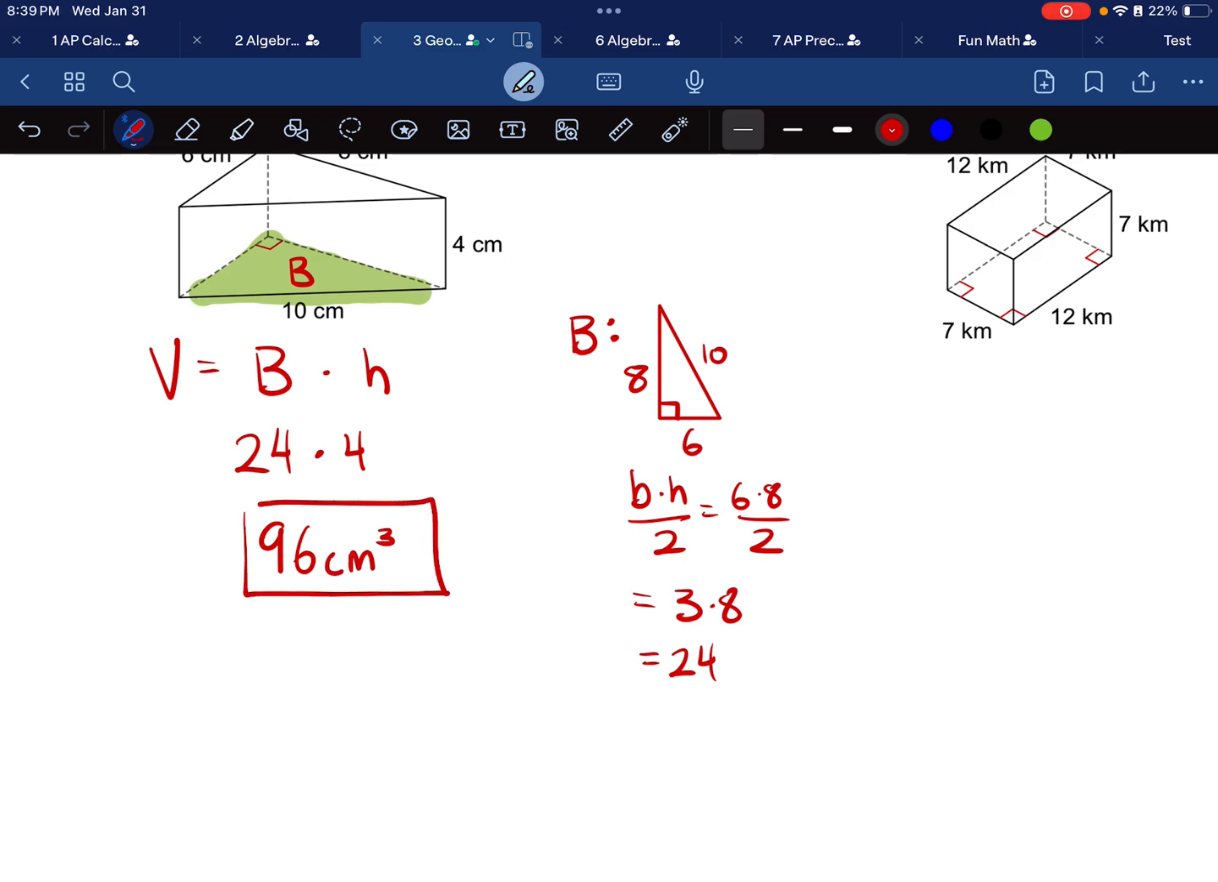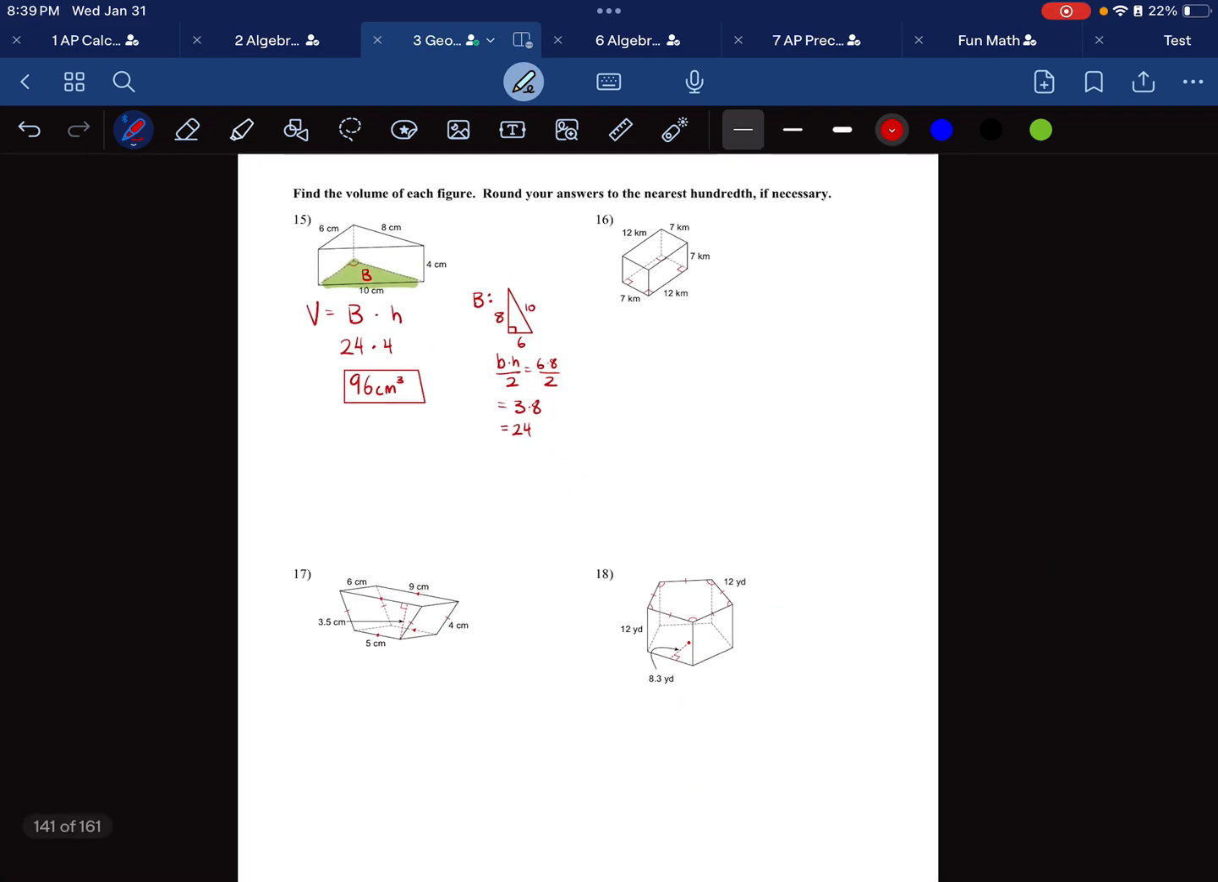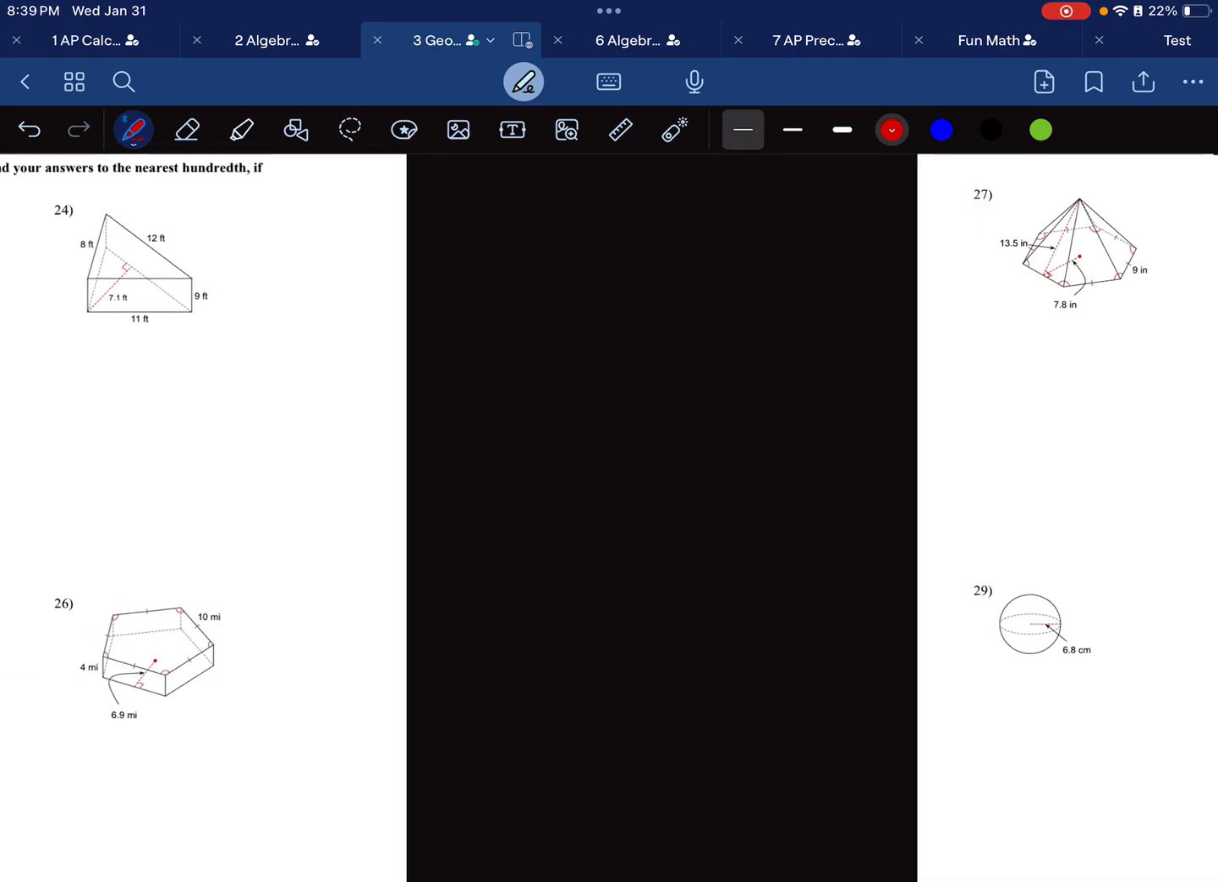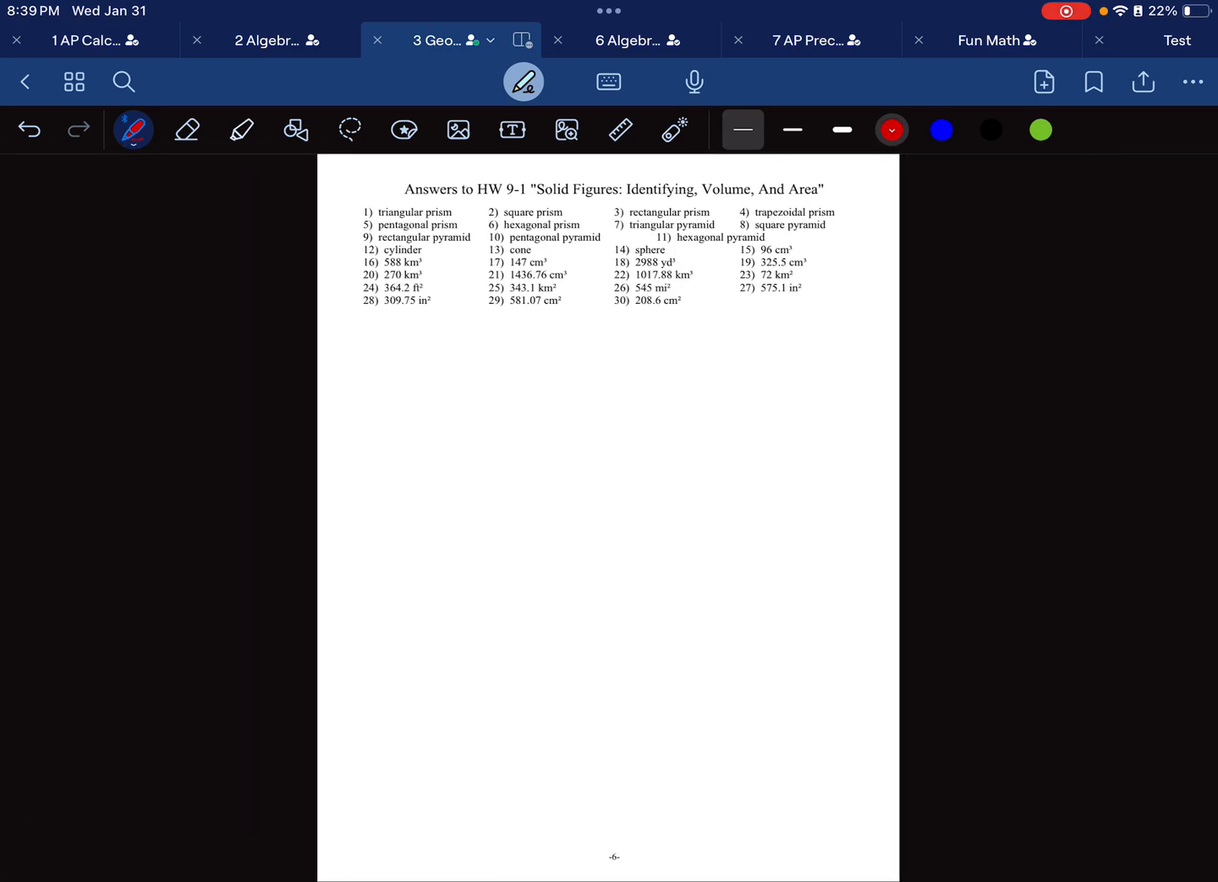All volume is power of 3 because we're in the 3rd dimension. I should be checking my work, so 96 centimeters cubed for 15. 15 is 96. A lot of pages to go. 15 is 96. Let's go. All right.